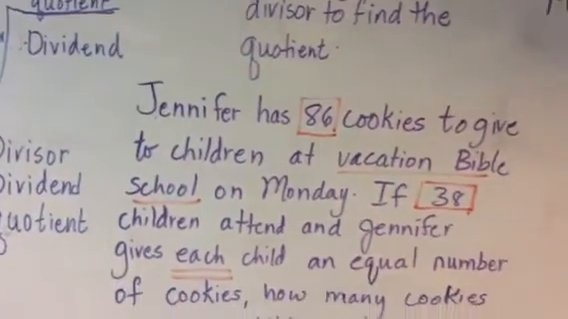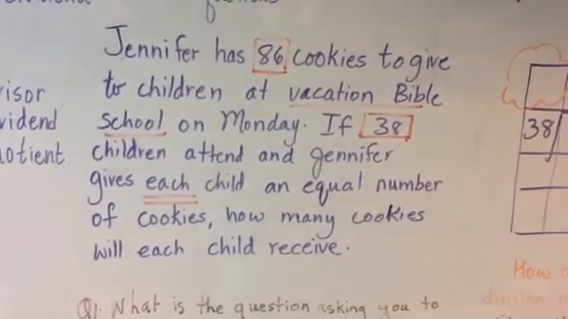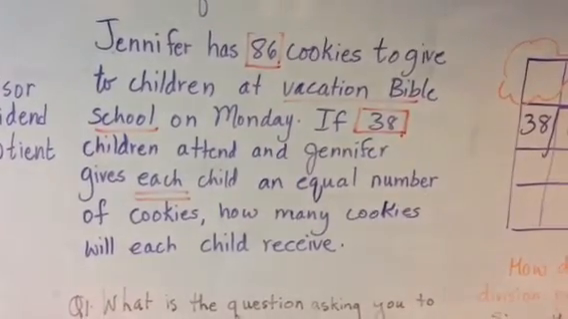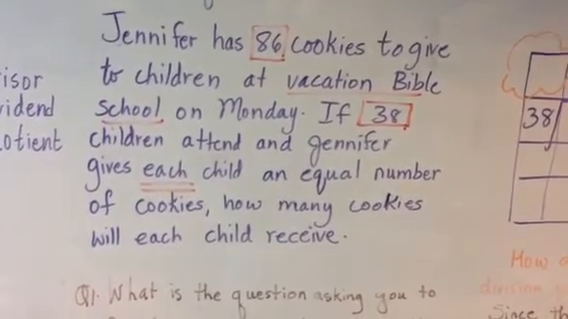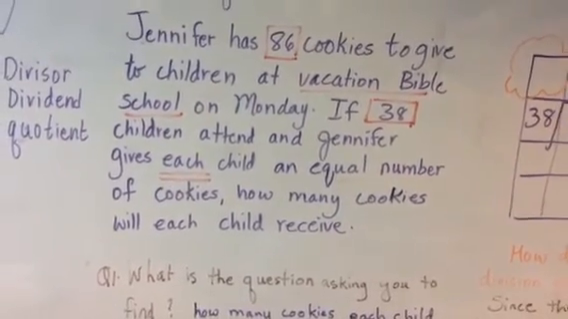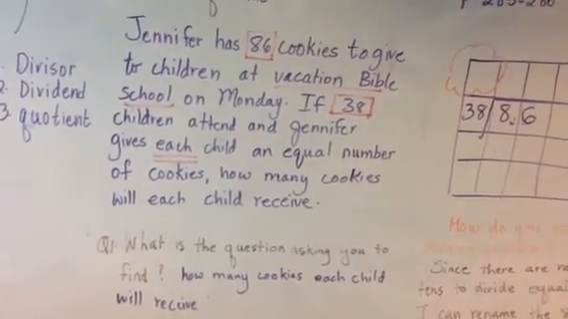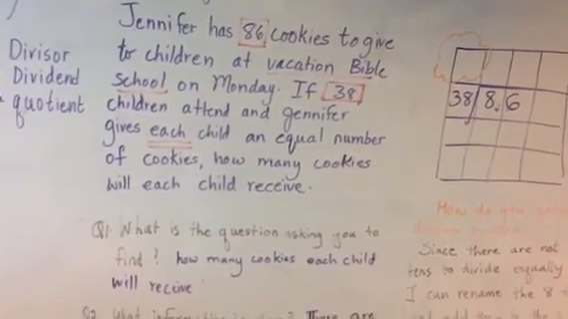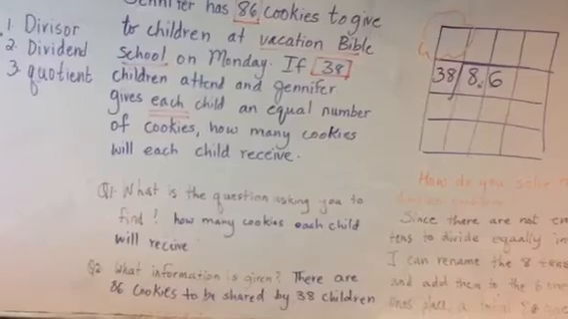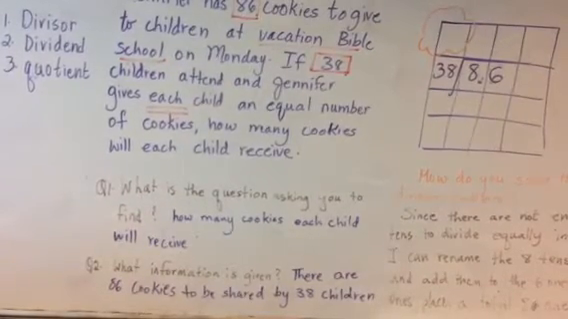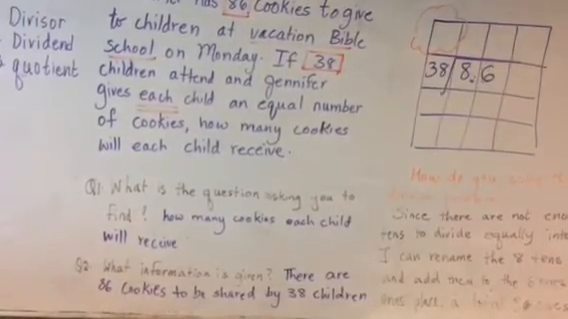Okay? Now let's look at the story problem. Jennifer has 86 cookies to give to children at Vacation Bible School on Monday. If 38 children attend and Jennifer gives each child an equal number of cookies, how many cookies will each child receive? So what is the question asking you to find? How many cookies each child will receive. Number two, what information is given? There are 86 cookies to be shared by 38 children.